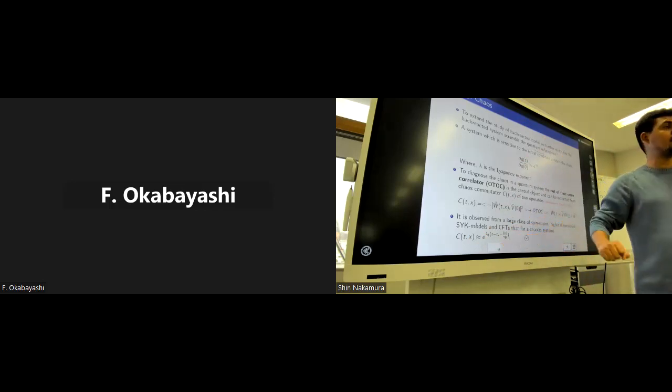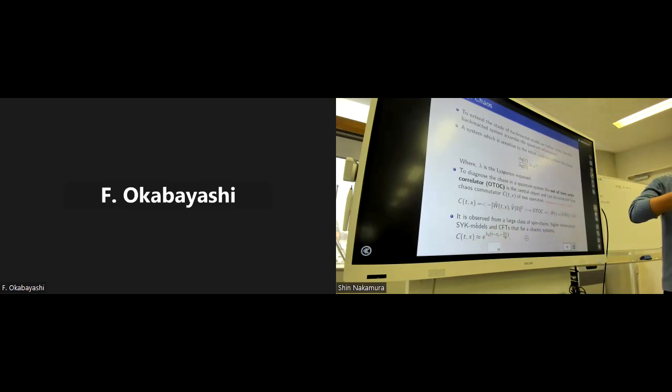So this VB is the butterfly velocity, which is actually determining how this disturbance is propagating into the system. That depends on the system, from system to system.